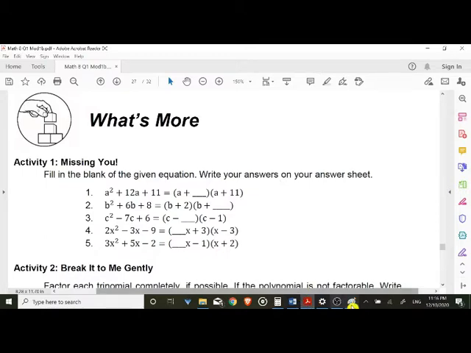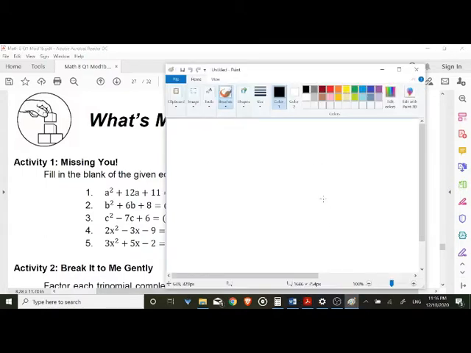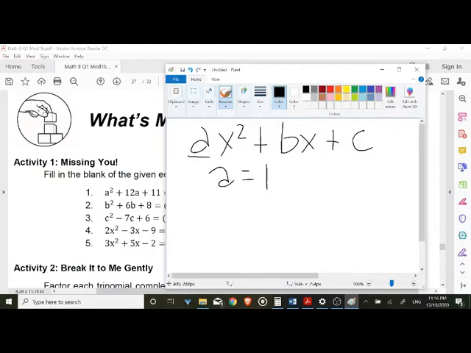So pag sinabi po nating general trinomial, it is of the form ax squared plus bx plus c. Okay, ito po yung general form niya in which yung a po natin ay maaaring a is equal to 1. Dalawang cases po yan. First case, your a is equal to 1. And the other case is when your a is not equal to 1. Right?